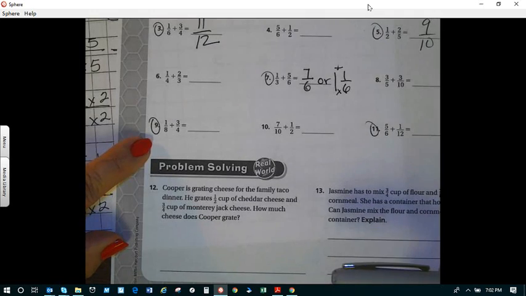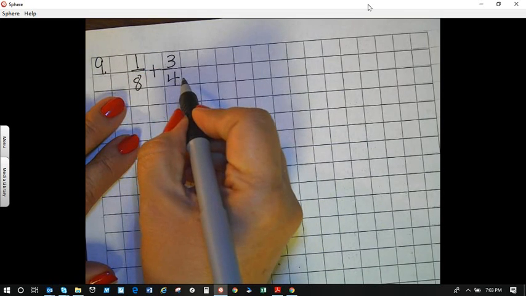Look at number 9. I have 1/8 plus 3/4. What do you think my common denominator is going to be? Yeah, it's going to be 8, because 8 is the common denominator you can have there with your 4. Okay, because 4 times 2 is 8. So this is going to stay the same.